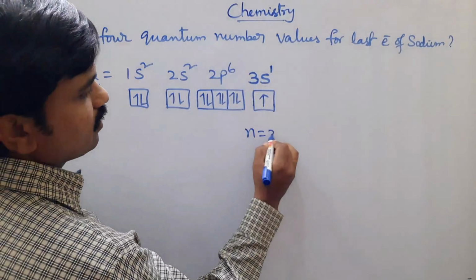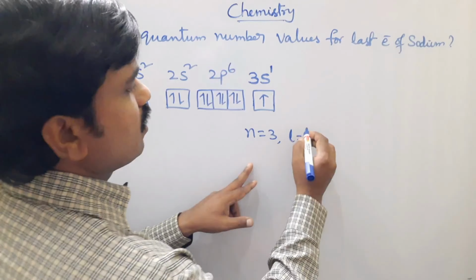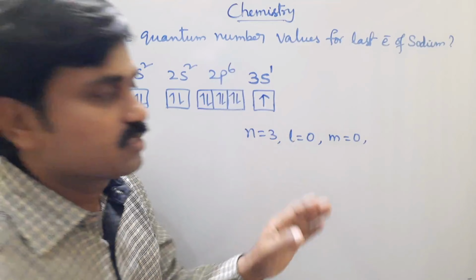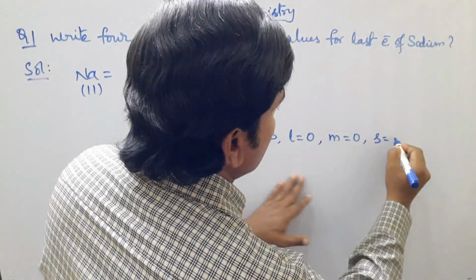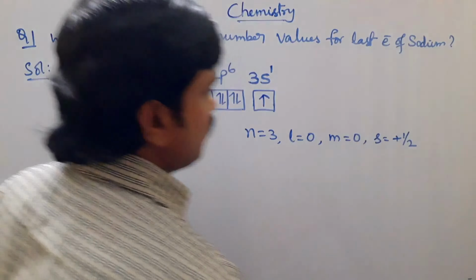Azimuthal quantum number L value: for any s orbital, L value is 0. If L value is 0, m is also 0 for the magnetic quantum number. But for spin quantum number, here only a single unpaired electron is there. The unpaired electron direction should be upward direction. That's why its spin is plus half. So these are the four quantum number values of the last electron of sodium atom.